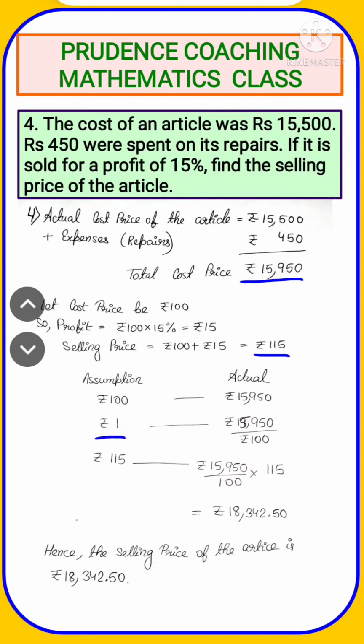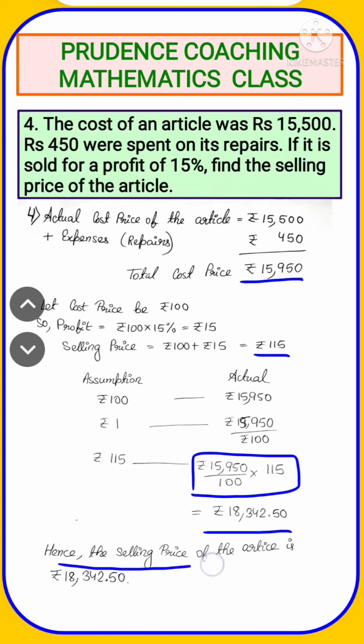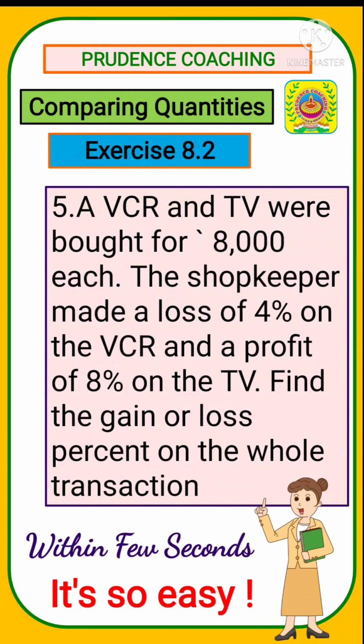So the value of 1 is this one, so the value of 115 will be value of 1 multiplied by 115. So after calculating this value, we will get rupees 18,342.50 paisa, that is the selling price of the article. So we will write hence the selling price of the article is rupees 18,342.50 paisa. So my dear students, this is your homework which we will solve in the next class.